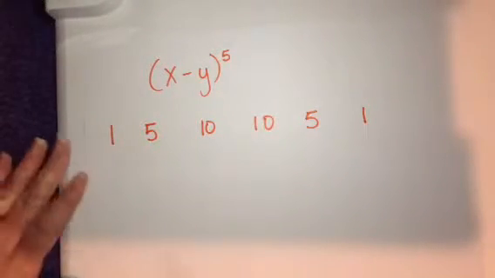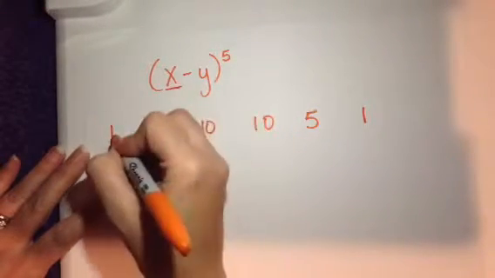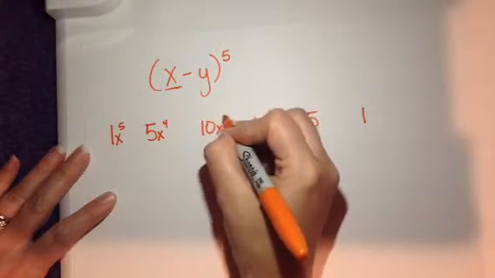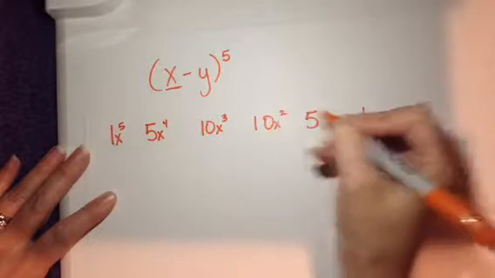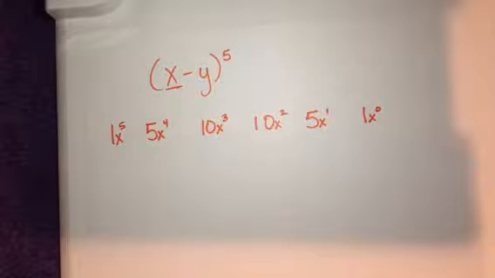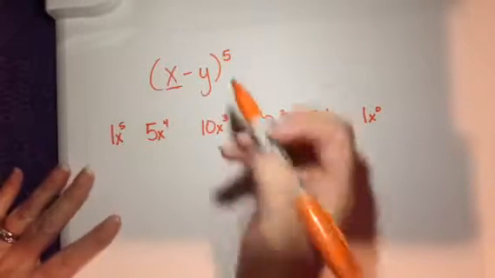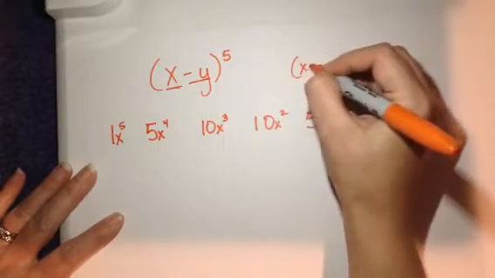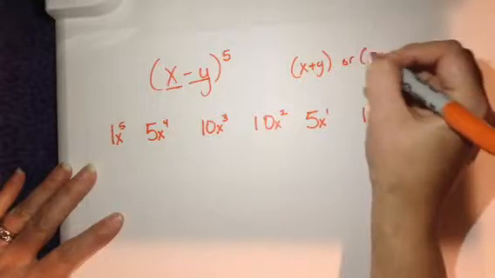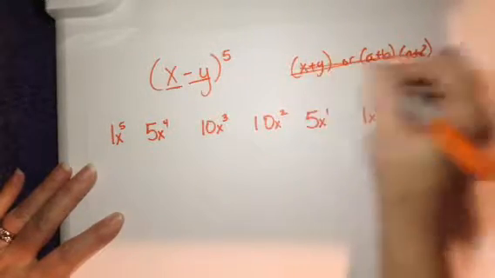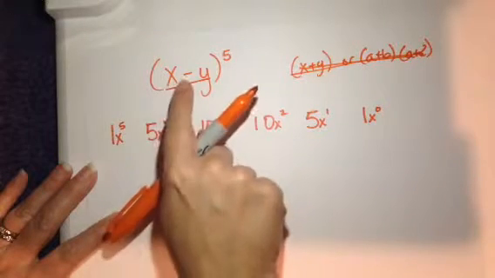Okay? Now, starting with your first term, let's just label it x to the fifth, x to the fourth, x to the third, x squared, x to the first, x to the 0. And again, once you get the hang of this, you don't have to write x to the 0, just leave it out. Then let's take our second term. Now, we've been only dealing with x plus y, or a plus b, or a plus 2, or any of those. Well, that's not what we're talking about now. We've got a negative with it.